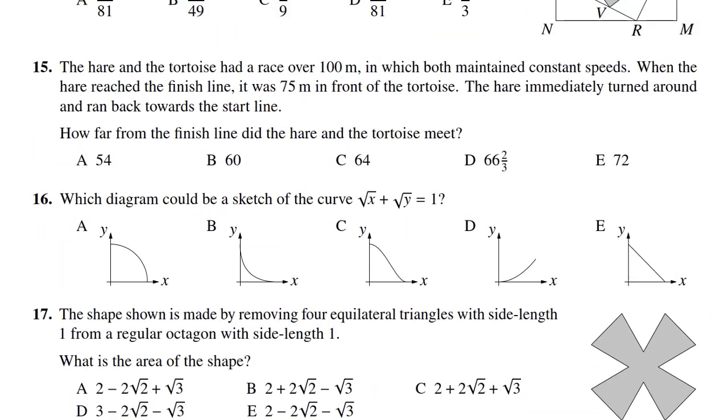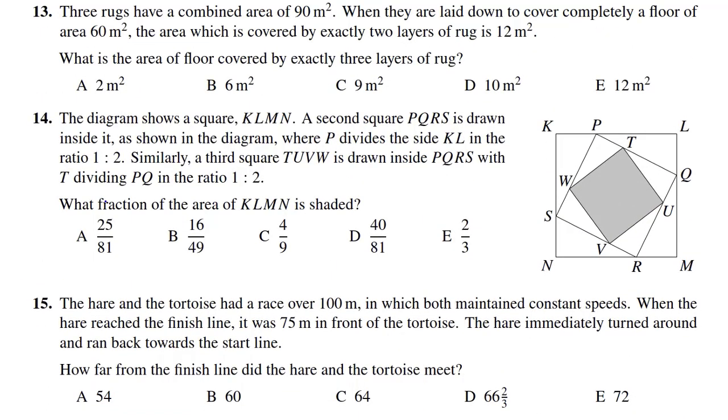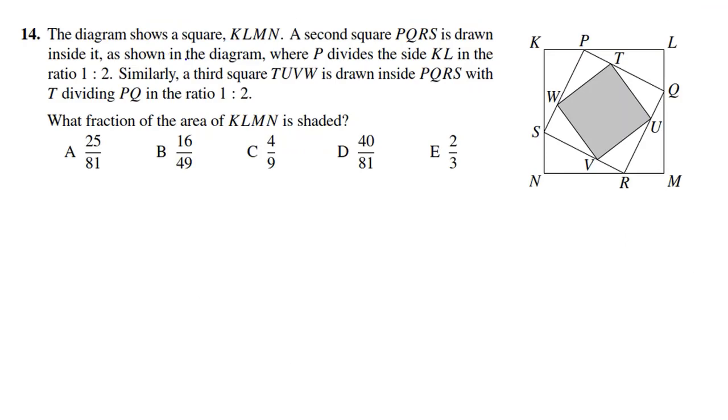Let's solve the next problem, problem 14. The diagram shows a square KLMN. A second square PQRS is drawn inside it as shown in the diagram, where P divides the side KL in the ratio 1 to 2. Okay, so let's write it on a new page. So here it says P divides KL, so it is X, it is 2X.